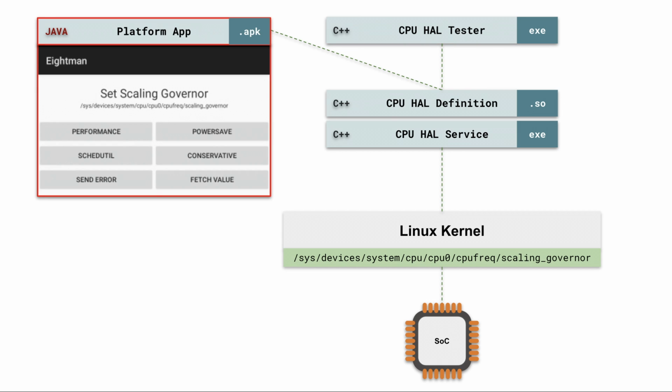Finally, we will develop a persistent application containing buttons for each supported CPU scaling governor. This application will also use the Java proxy class to establish a connection with the CPU HAL service. Pressing one of these buttons will change the CPU scaling governor as specified.